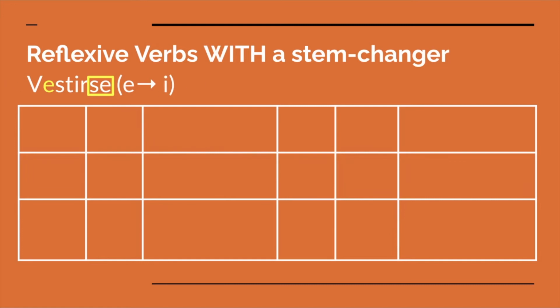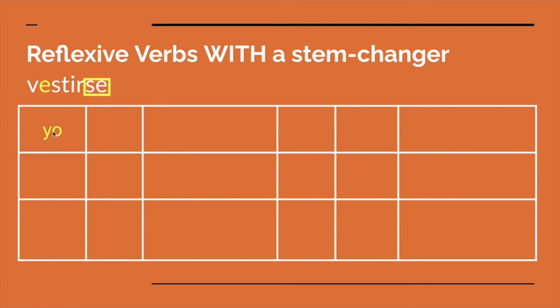All right. So let's do one with a stem changer. Actually, it's not just for fun. You guys are going to have to do these too. So here we have vestirse. Now this is the se that's going to be changing for the subject pronouns. This E, it's yellow because this E is going to change to an I when we conjugate it in these forms throughout the boot. So first, second, third person, and third person plural.